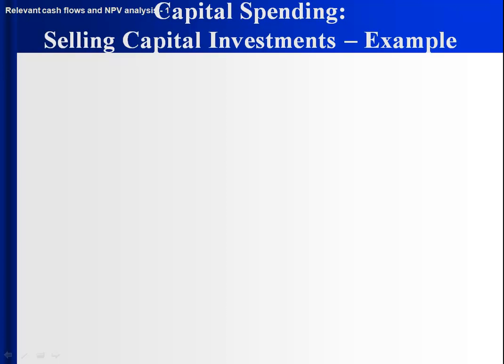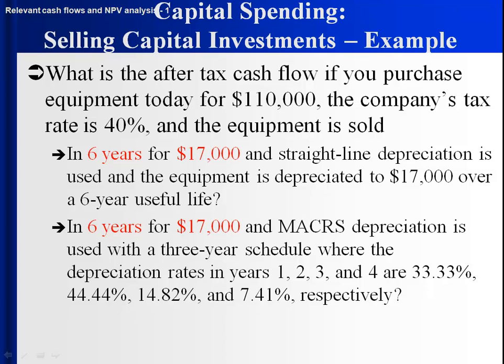Let's look at some examples of capital spending and the cash flow associated with selling investments, selling assets. So we want to know what the after-tax cash flow is expected to be if we purchase equipment for $110,000, tax rate's 40%. And the first is we're going to sell the equipment in 6 years for $17,000, and we're going to use straight line depreciation, depreciating to $17,000 over a 6-year useful life.